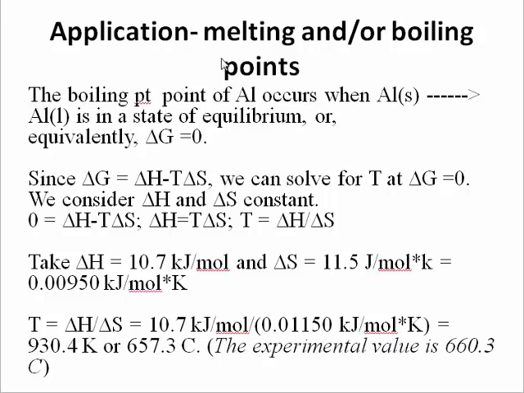Let's consider this in relation to a common phenomenon, melting or boiling of substances. The melting point of a substance such as aluminum occurs when the process of going from a solid to a liquid is in a state of equilibrium, or equivalently when delta G is equal to 0. Delta G equal to 0 means both the forward and the backward process can occur.